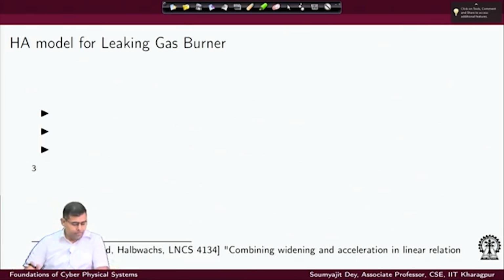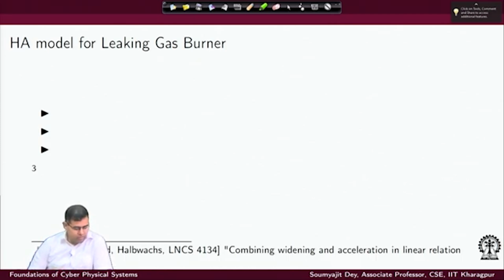Another simple system, this is called a leaking gas burner. So, this is another classical system. It has been taken from this paper where there is much more formal analysis on how leaking gas burner or several other classes of hybrid systems can be analyzed using more rigorous techniques, which we will study sometime later. So, let us first look at the automata.